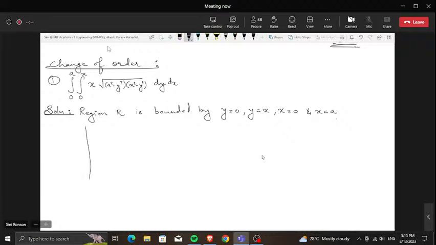So to get the region, we'll have to quickly draw these lines. This is the x-axis, this is the y-axis. y equal to 0 means which axis, which line? The x-axis. Yes. y equal to x, I just told you, what is the y equal to x line, how is it drawn? It divides the first and third quadrant. Yes, a straight line passing through the origin and dividing your first and third quadrant like this.